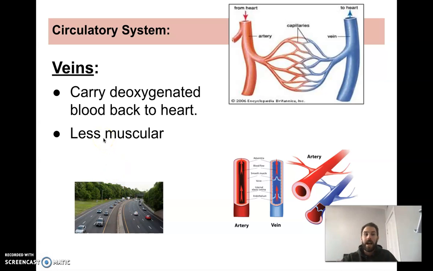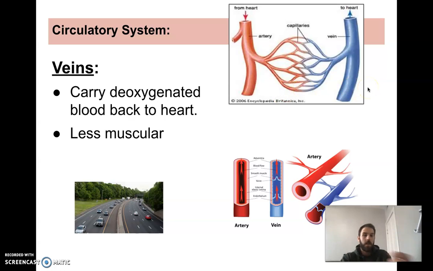So this is carrying deoxygenated blood back to the heart, which just means it doesn't have as much oxygen, and it needs to pick up more. And it's less muscular, all right? By the way, any vein that you could kind of see on your hands or your arm, anything like that, or any blood vessel you could see, that's a vein. So when they draw blood from you, they're taking blood from one of your veins. And eventually these veins lead back to the heart.